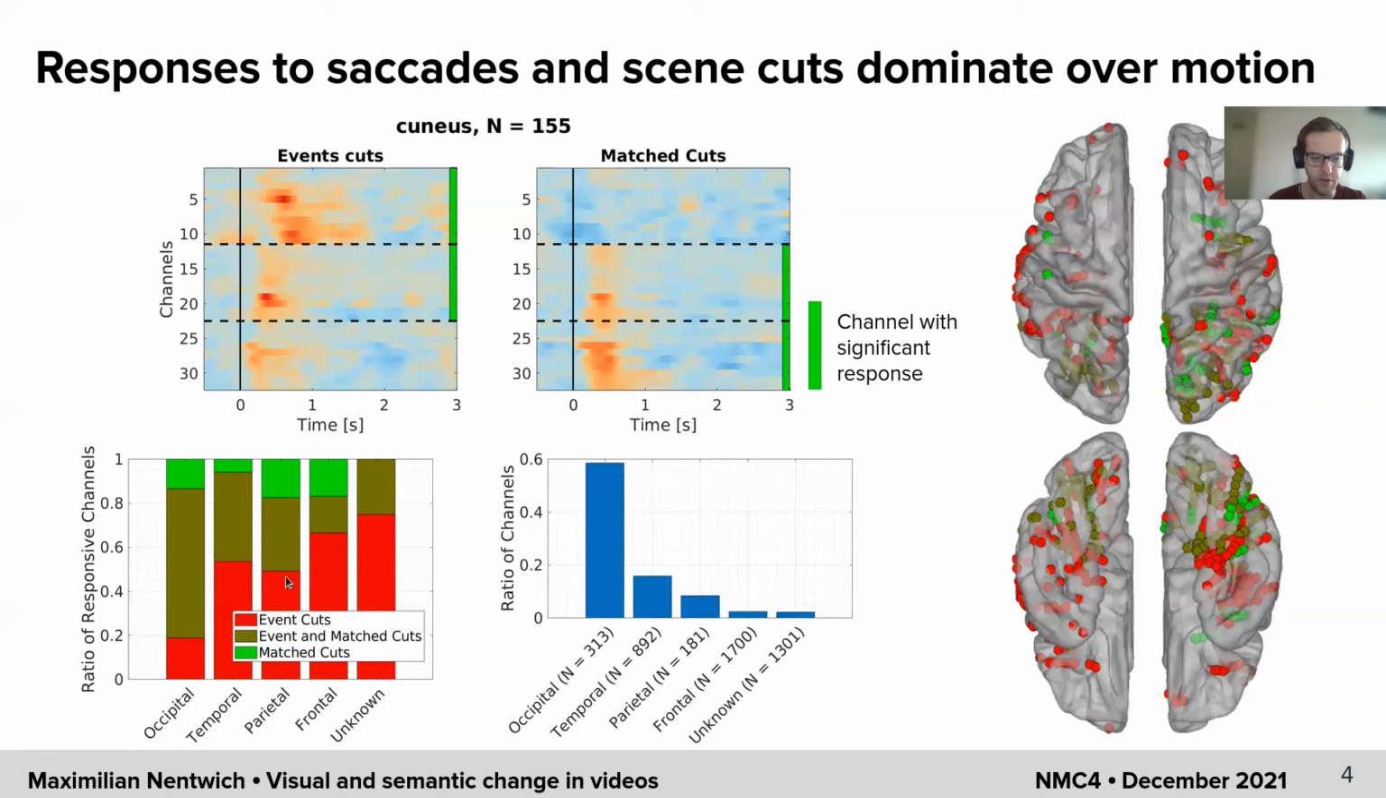Going into temporal, parietal, and frontal lobe, channels respond much more specifically. And more channels respond to event cuts only, as shown here by a lot of red channels, especially clusters in the temporal lobe. We think that these responses are related to what has been found in the fMRI literature about event boundaries, with the exception, though, that we didn't find many univariate responses in the hippocampus.